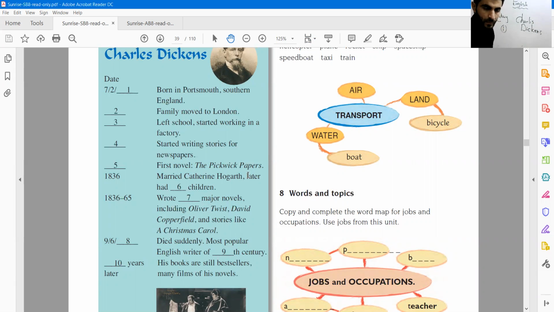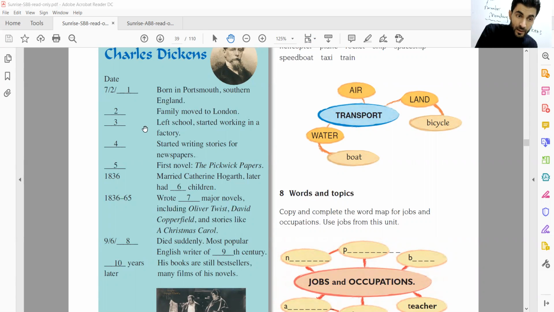Charles Dickens. Charles Dickens was born on the 7th of February 1812 in Portsmouth.